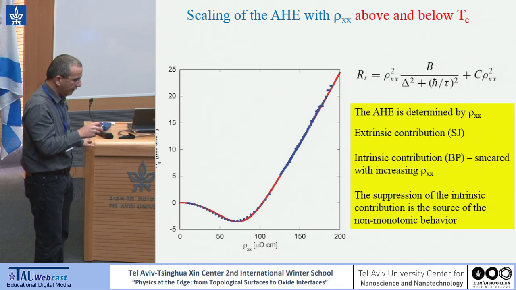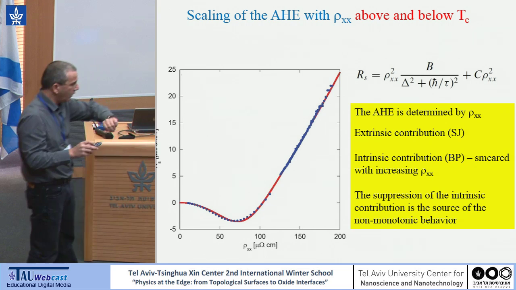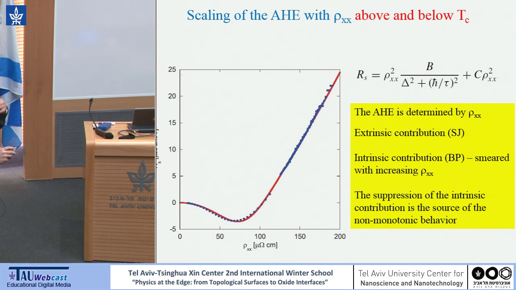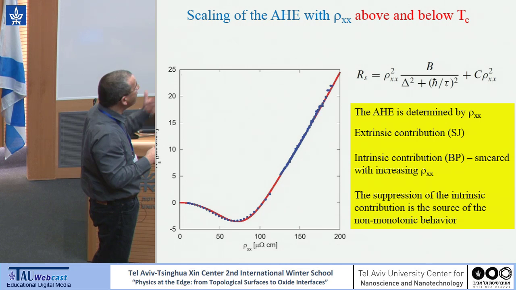And this curve here, for all this extended temperature range, is a fit to this formula here. So our understanding at this point was that we have both an intrinsic contribution and an extrinsic contribution affecting here, but with different temperature dependence, different resistivity dependence, for the two contributions.